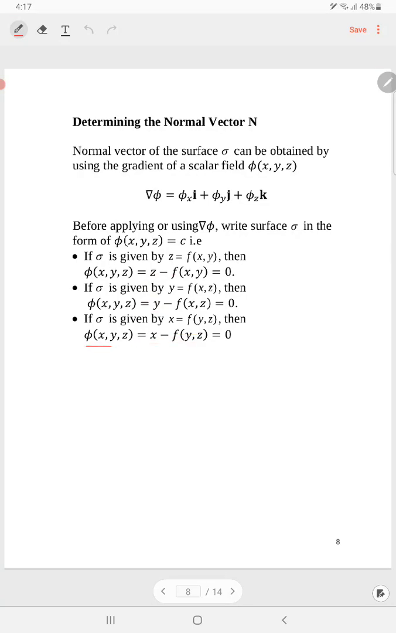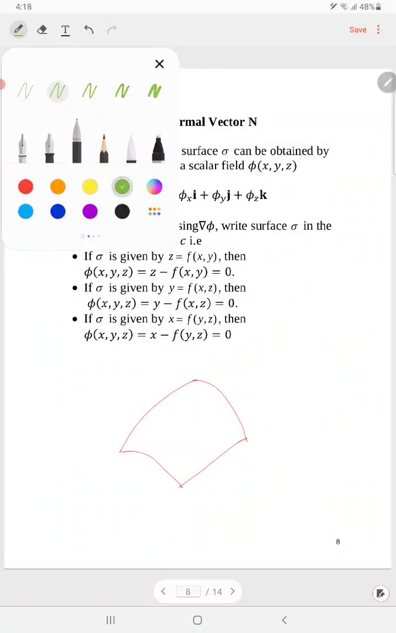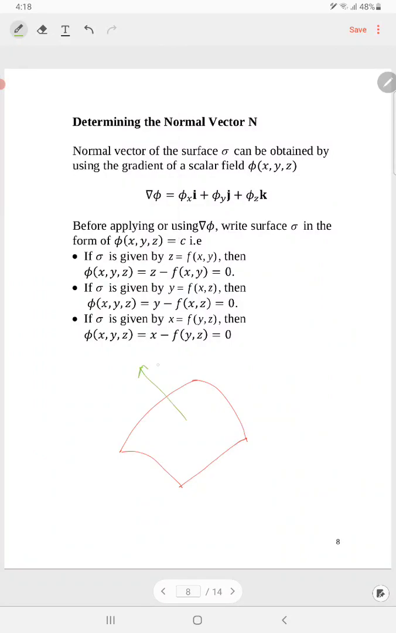Once you rearrange your surface sigma as phi, you can get del phi, which is the normal vector to the surface. But for every surface, you have two normal vectors, and they are pointing in opposite directions. So let's say, for example, you have this surface. This surface has two normal vectors in opposite directions. One is pointing this way, and the other is pointing in the opposite direction, which is this way. They are both normal vectors to the surface.